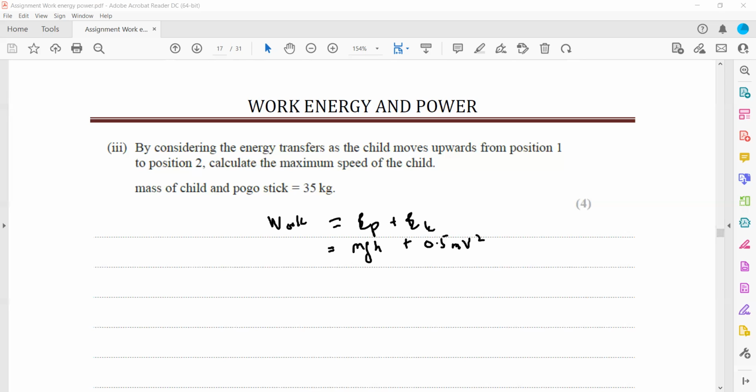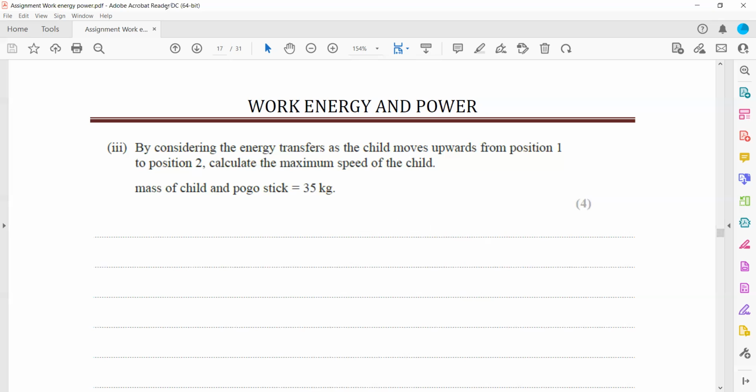So how much work did he do? That will be 120. So we just substitute the value of the mass and the height to get the value for v. It will be about 2.5 meter per second, 2.48, which is about 2.5 meter per second.